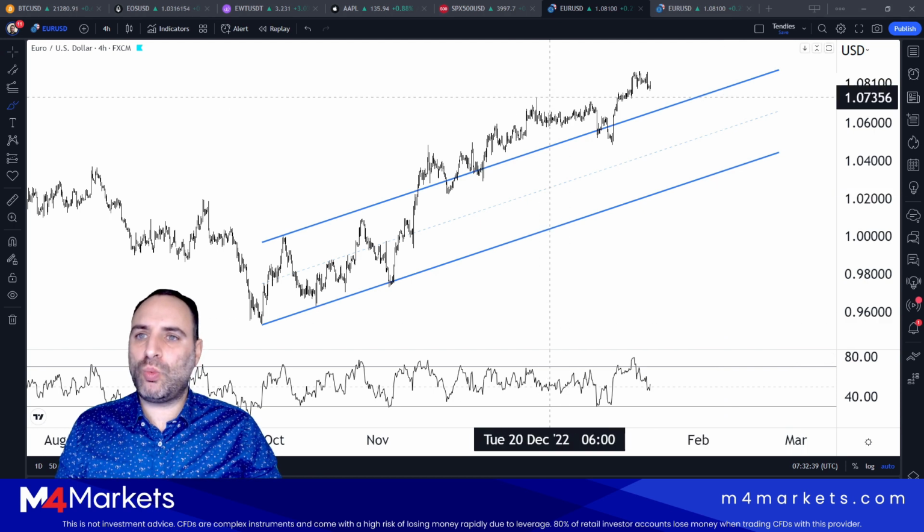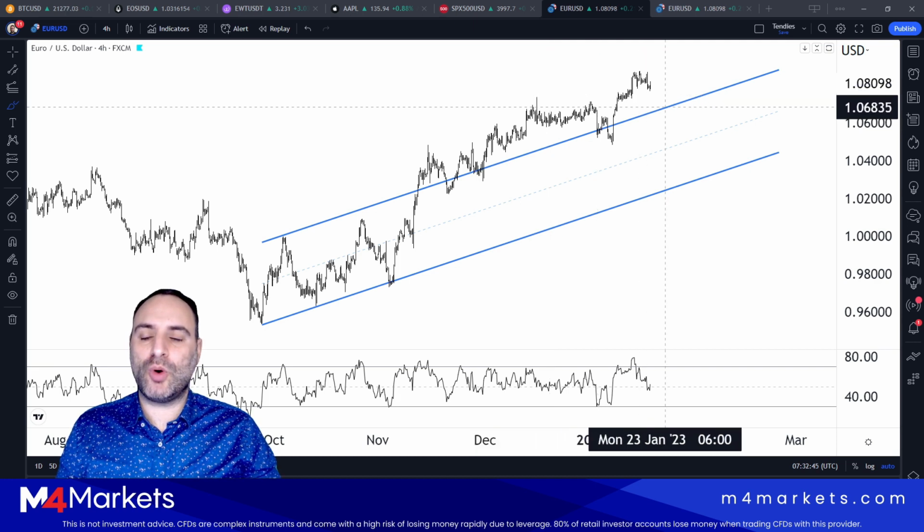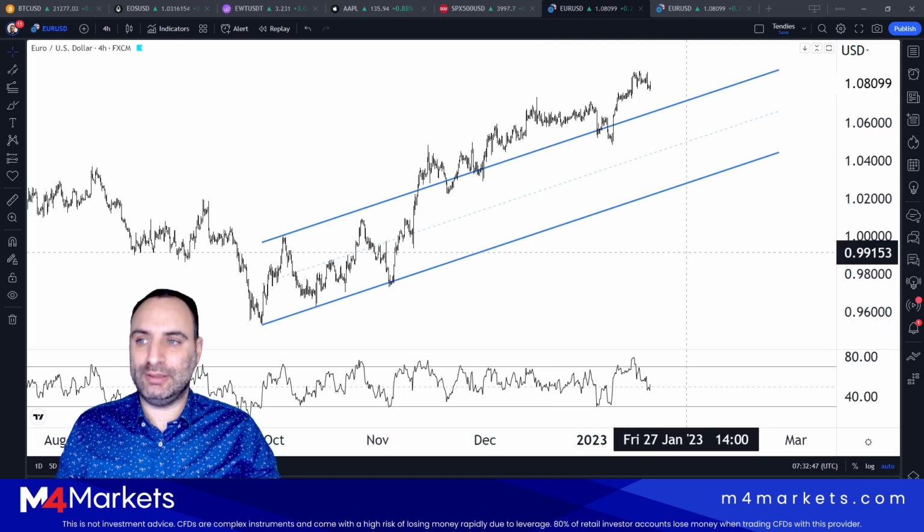We're going to revisit the two pairs that we looked at last Friday because they've been on the move, euro-dollar and dollar against the yen. I'm looking at 107.356 as a very important level. If it's taken or tapped, we're probably going to go for the channel top next.